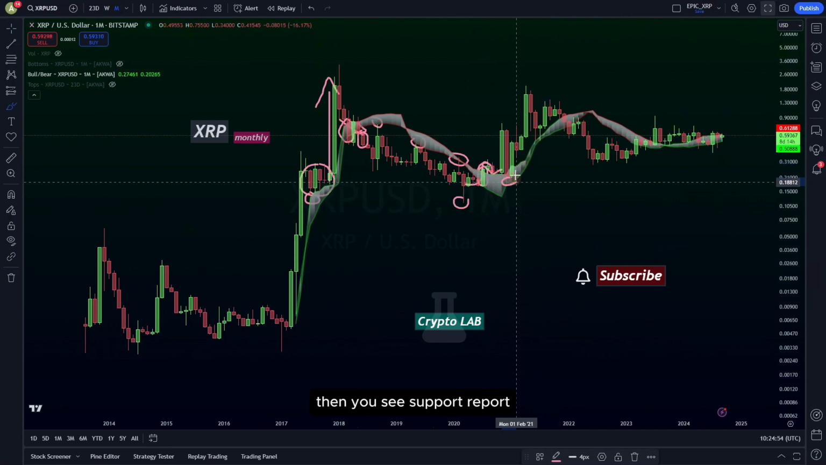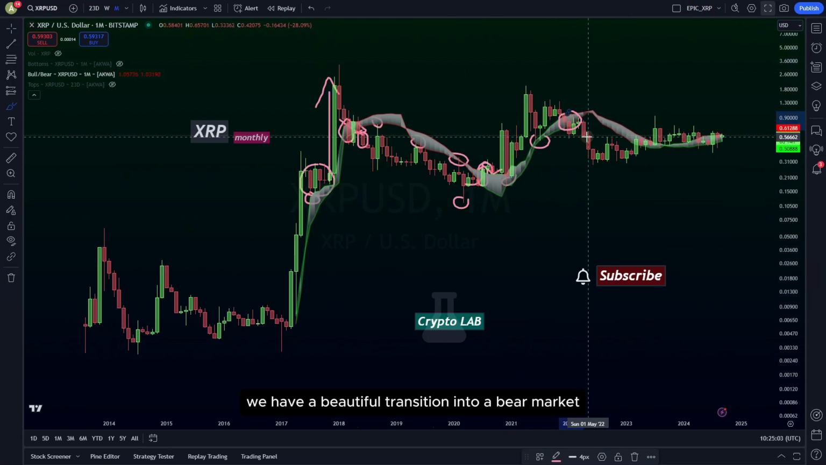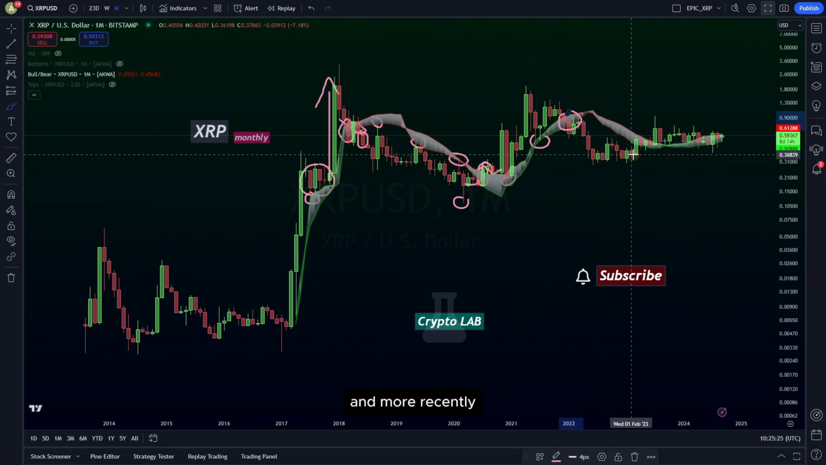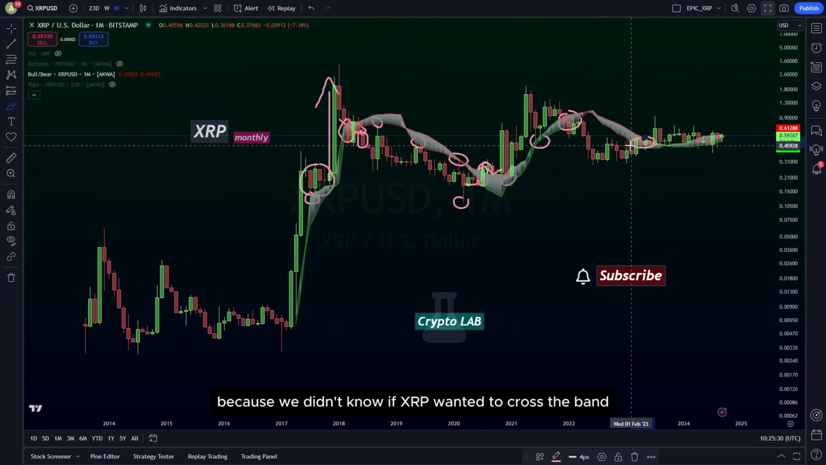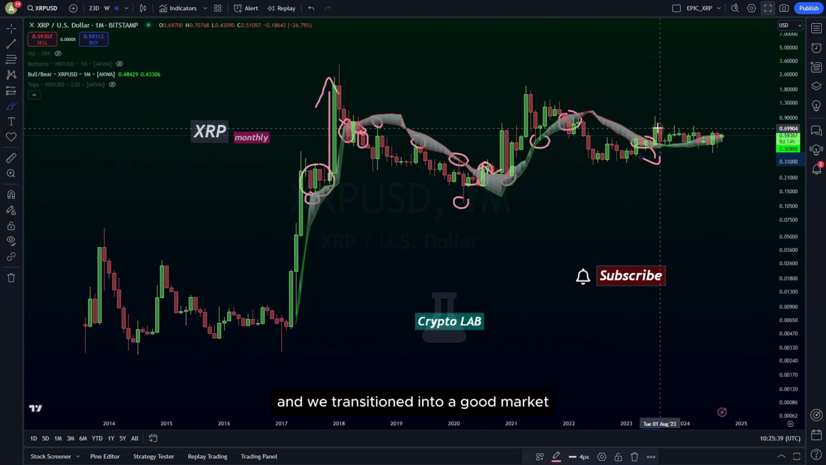Then you see support, support, it's very beautiful, and again just right here we have a beautiful transition into a bear market. So you see that with this simple indicator it's very, very easy to read the chart. And more recently you see that here it was an indecision phase because we didn't know if XRP wanted to cross the band or not, because we could have had a rejection. It was not the case, and we transitioned into a bull market.